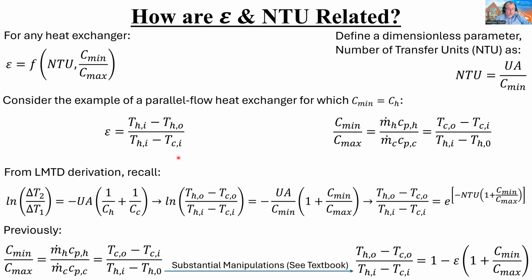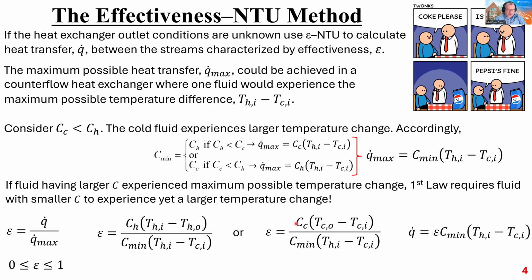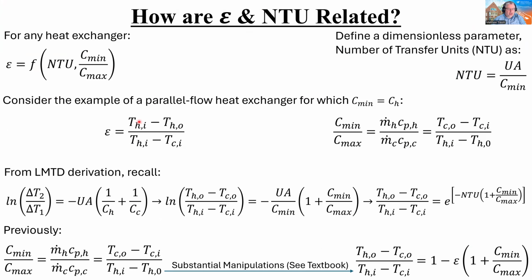Okay, so if we look back at the expression for effectiveness, let's go back one slide, two slides. So here's the expression for effectiveness, but it's CH over Cmin times this temperature difference. And so here's that same temperature difference where CH and Cmin are the same.